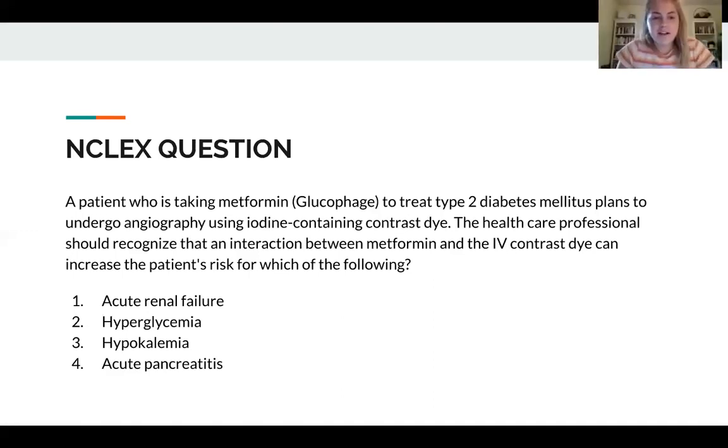And here's another NCLEX question. A patient who is taking metformin to treat type 2 diabetes plans to undergo angiography using iodine-containing contrast dye. The healthcare professional should recognize that an interaction between metformin and the IV contrast dye can increase the patient's risk for which of the following?